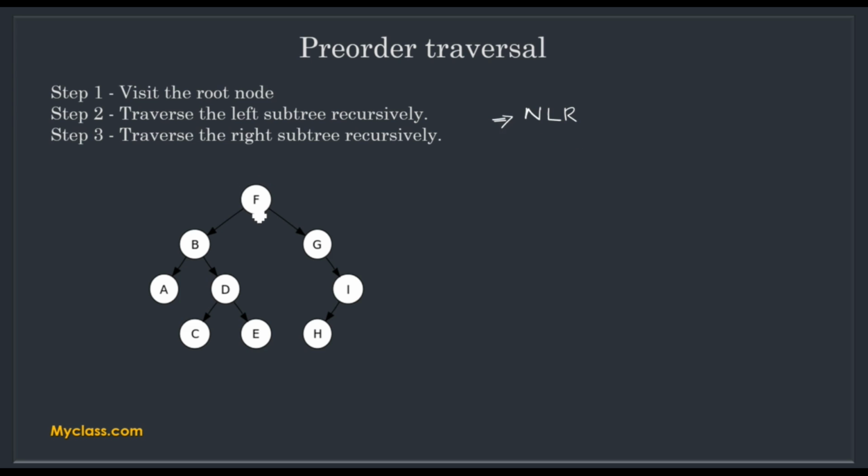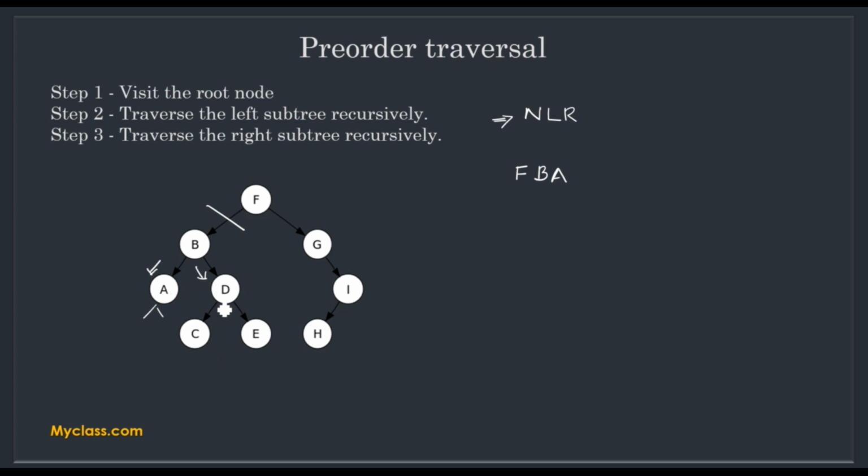So when we are starting from the root node, we are first visiting the root node, then considering the left subtree. In this left subtree, B is the root node. So we are visiting B first, then going towards the left subtree. In this left subtree, A is the root node without a child. So we are visiting A. We have already visited B and the left subtree of B, and we are now considering the right subtree of B.